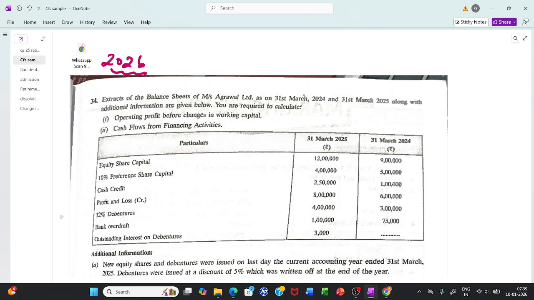So you are given balance sheet for 2 years, 24, 25. Then they have not asked you the full thing. They have asked you operating profit before working capital changes. So that means a part of operating activities they have asked, and they have asked you full financing activities. Let's look at the items, let's look at the adjustment and try to understand the impact of each.